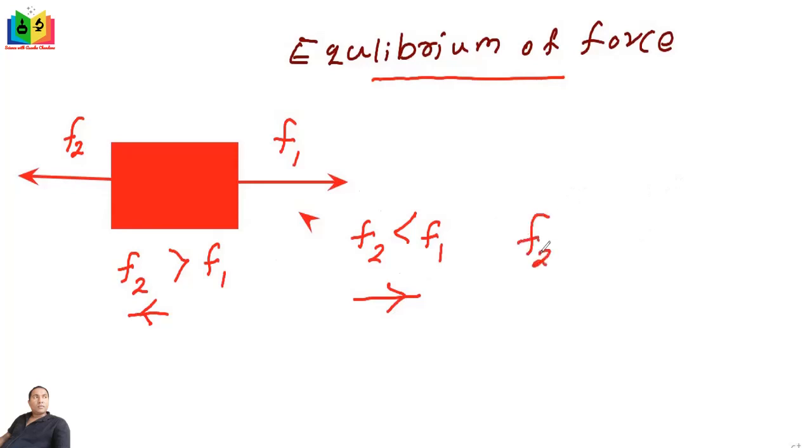Next one is, what will happen if F2 is equal to F1? In this situation, this object becomes at rest. This object becomes at rest, right? That situation is known as equilibrium. Okay, now you can understand simply what is meant by equilibrium, no? The equilibrium means the object becomes at rest.